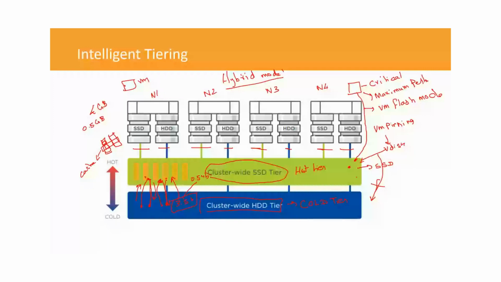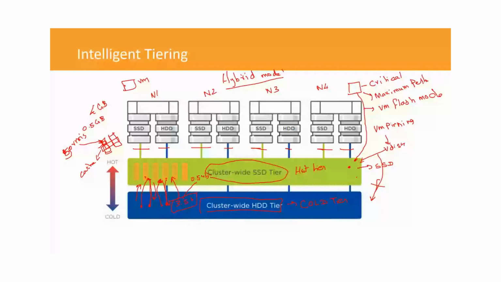So very limited data can sit in this cache tier. If you run 50 VMs, all 50 VMs need to have access to this cache storage. So this is the behavior of the hybrid model.